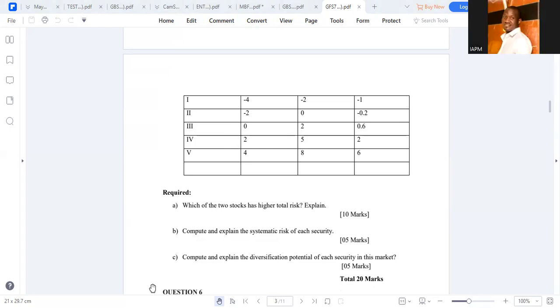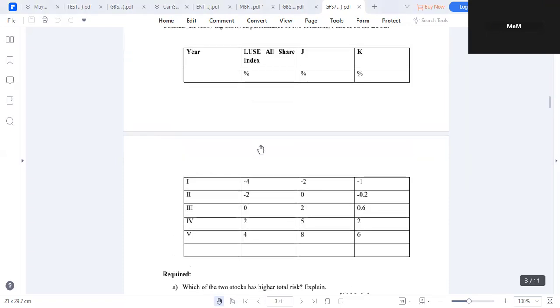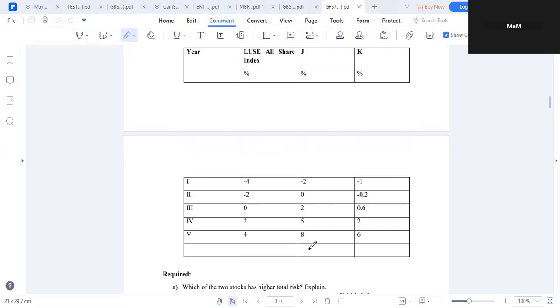How do we answer such a question, Meanda? So we find the average, you find the mean by averaging the percentages for J and K. Okay, so we add and divide by how many years are these? 5. Okay, so we add -2 plus 2 is 0. 5 plus 8 is 13. Then what do you do? 13 divided by 5. Which is what?